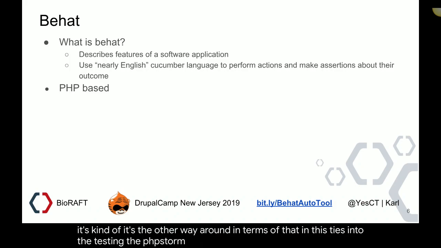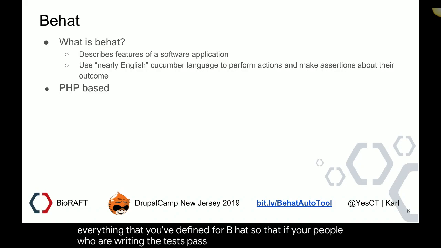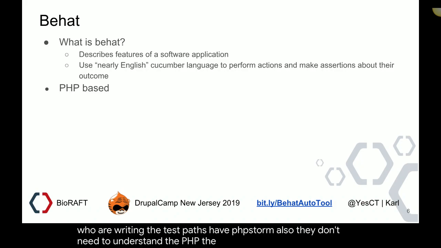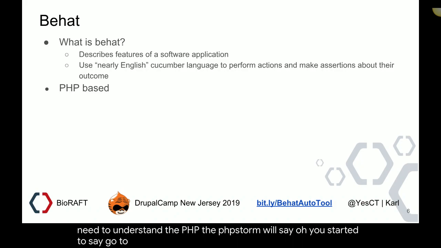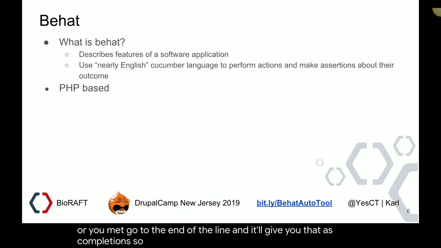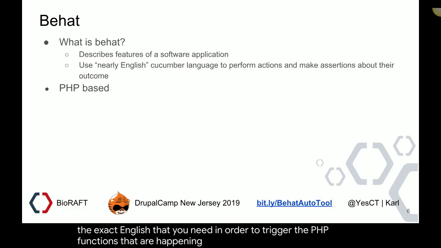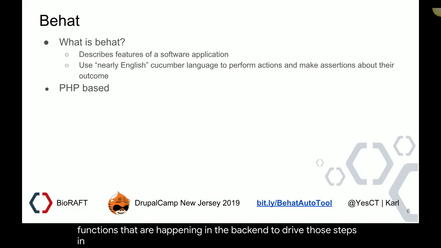The PHP Storm environment knows how to read everything that you've defined for Behat, so that if the people who are writing the test paths have PHP Storm also, they don't need to understand the PHP. PHP Storm will say, oh, you started to say go to, and you either meant go to page with URL this, or you meant go to the end of the line, and it'll give you that as completions. So it's English-like, and PHP Storm will prompt you on the exact English that you need in order to trigger the PHP functions that are happening in the back end to drive those steps in the scenario.